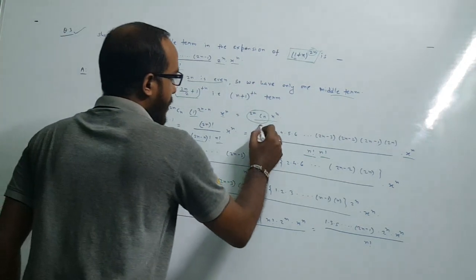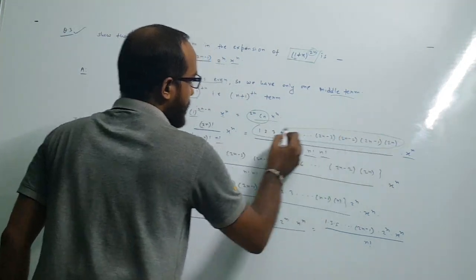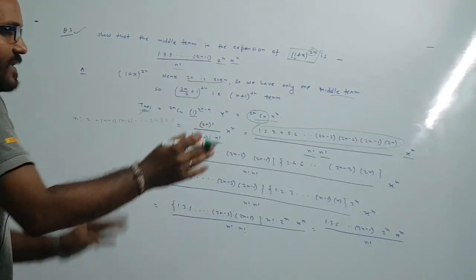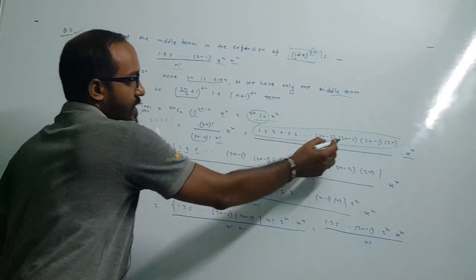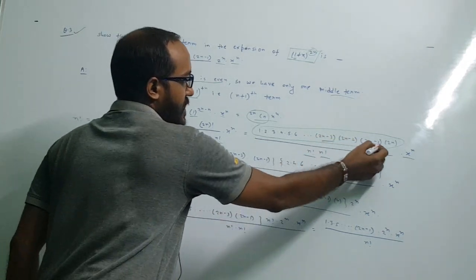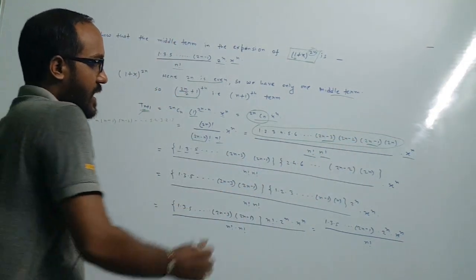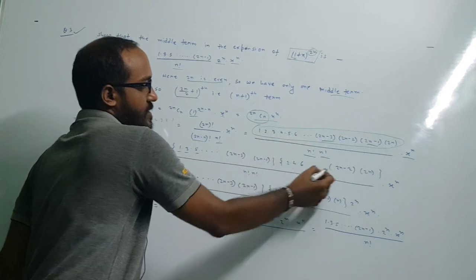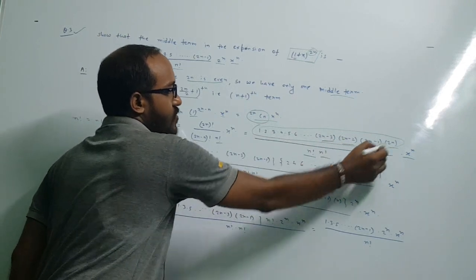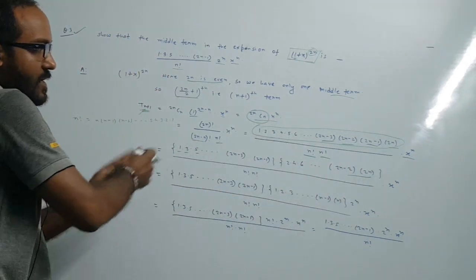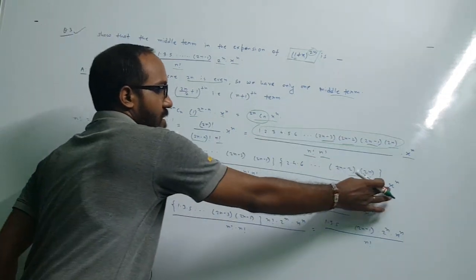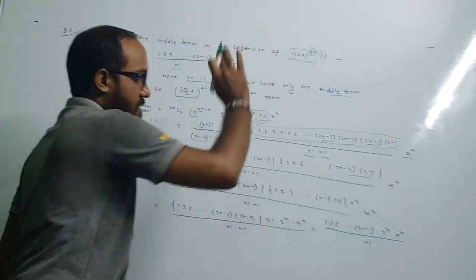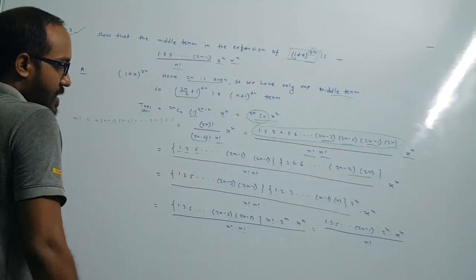From this term we can separate the odd terms and even terms. Odd terms will be 1, 3, 5, up to 2n minus 3, then 2n minus 1, and even terms would be 2, 4, 6, up to 2n minus 2 and 2n. We have separated the even terms and odd terms from this whole term, and the rest of the things are as they are, x to the power n by n factorial into n factorial.